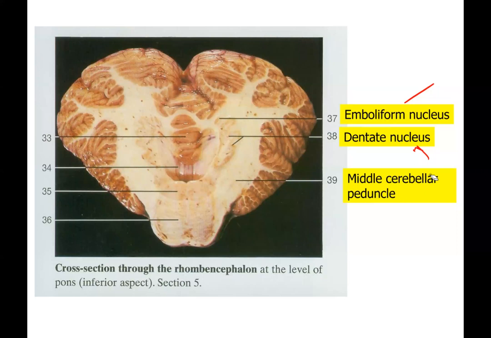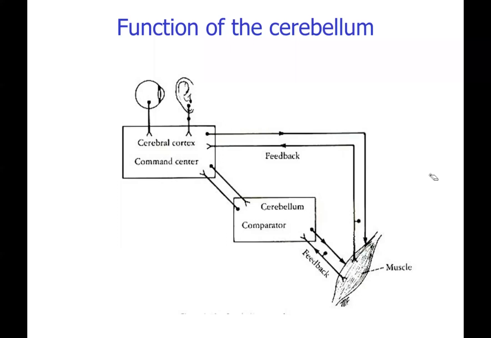Now, when it comes to the function of the cerebellum, the cerebellum is a coordinating center, and when it coordinates, it represents ipsilaterally. The cerebrum, the cerebral hemisphere, has a contralateral representation. The right side represents the left side of the body and vice versa. The cerebellum, on the other hand, has an ipsilateral representation. The left cerebellar hemisphere represents the left side of the body, the right, the right side of the body.